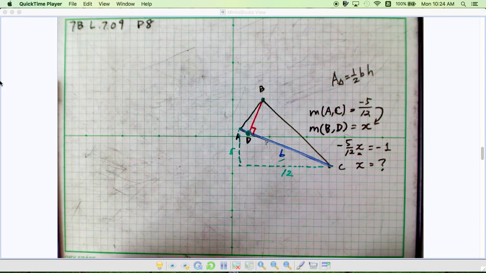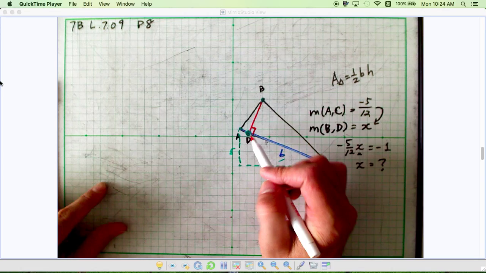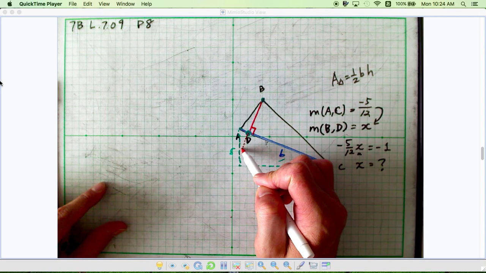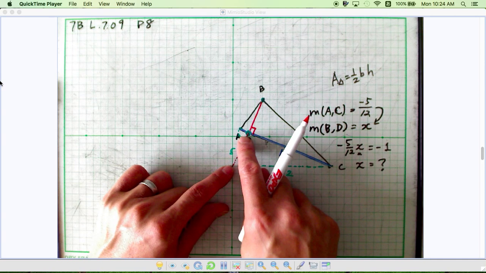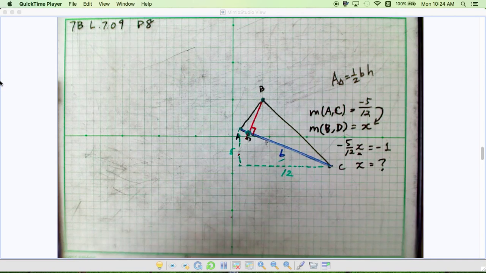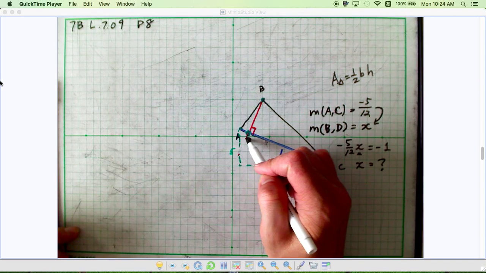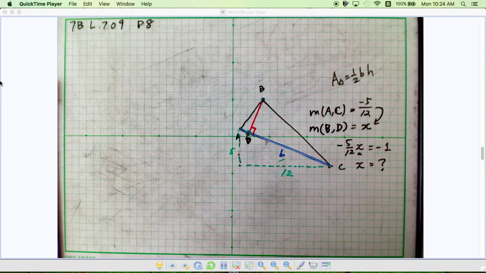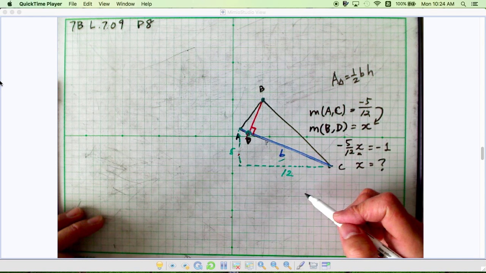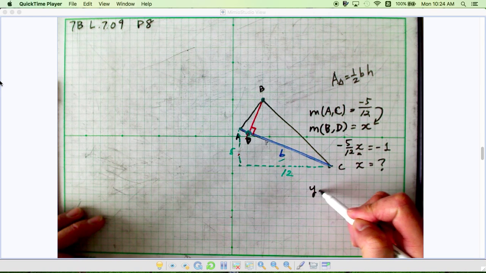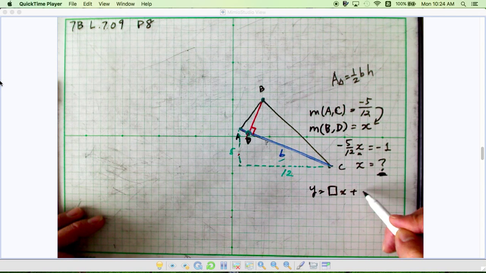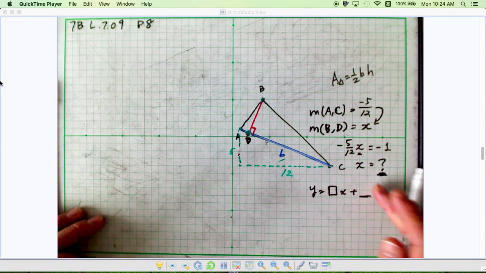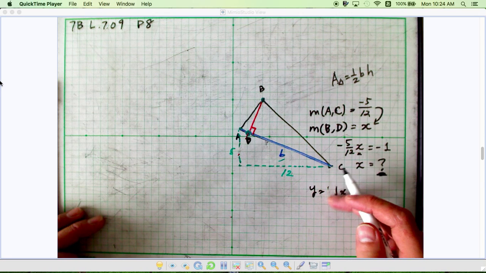So finding the slope, oops, I should write that, because we don't know that. That's going to help you identify D, because you can say that the line DB will be y equals something x plus some number b. Remember mx plus b, right?